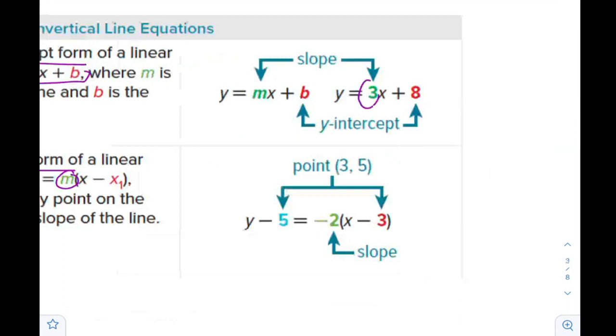So here, the slope is 3, 8 is the y-intercept. Recall, what is the y-intercept? The y-intercept is where the line crosses the y-axis. This is called the y-intercept. Okay.